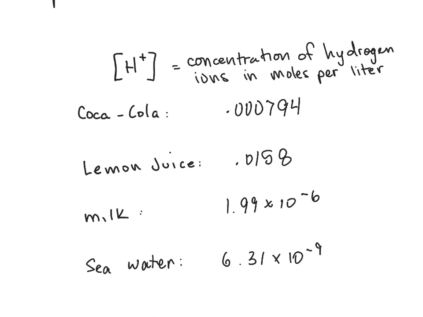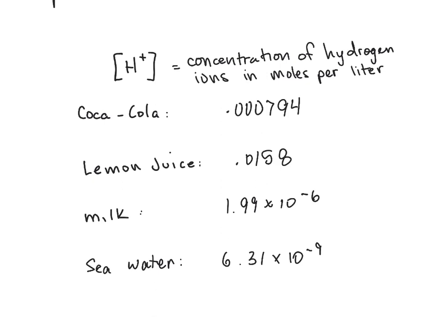And you can see that there's a very large span of numbers here: 0.000794, 0.0158, 1.99 times 10 to the negative 6. This means that you move the decimal 6 spots to the left, so you have 5 zeros in front of it. Here you would move the decimal 9 units to the left, so you'd have 8 zeros in front of this one. So we're talking about extremely small numbers for sure, but it's a very large span of extremely small numbers.